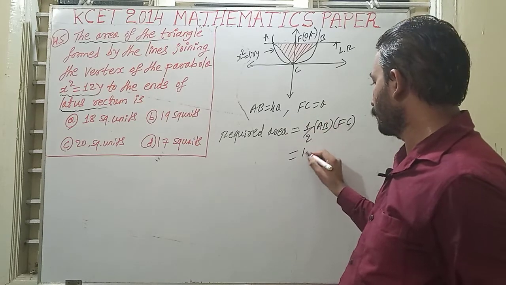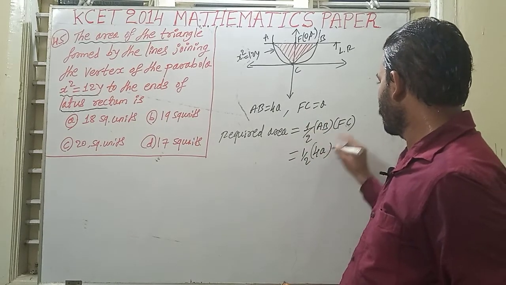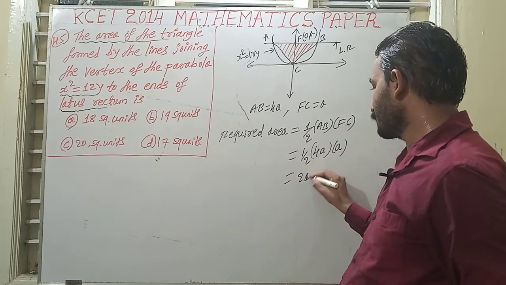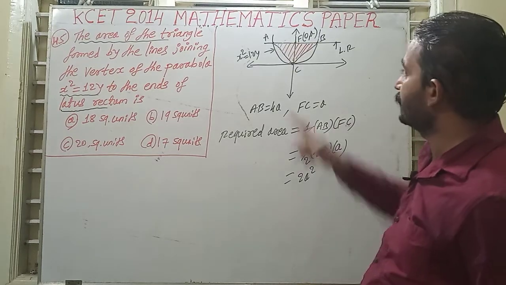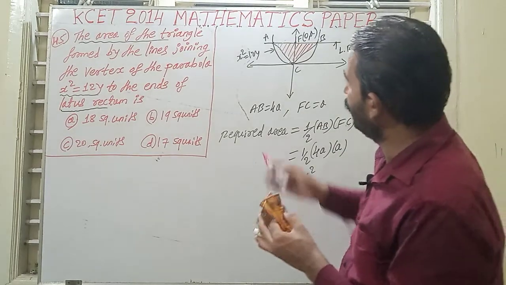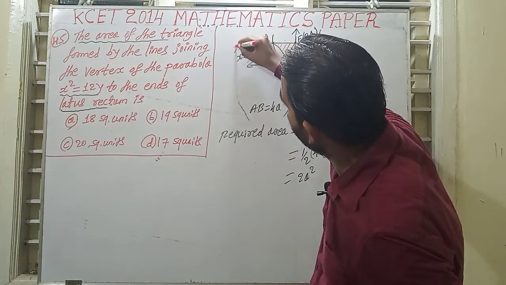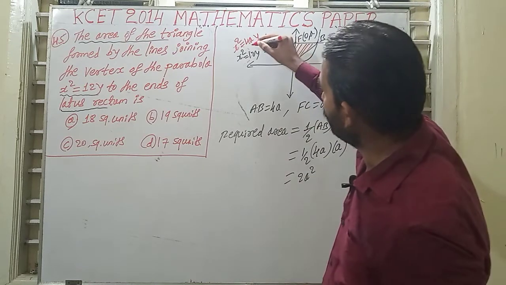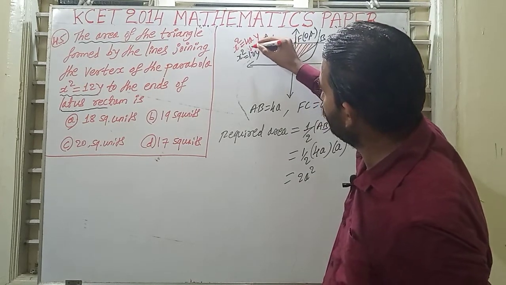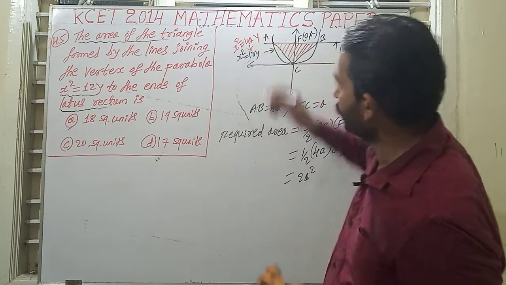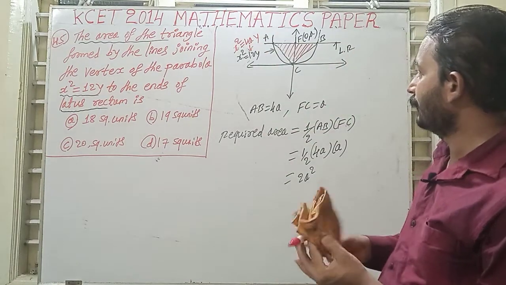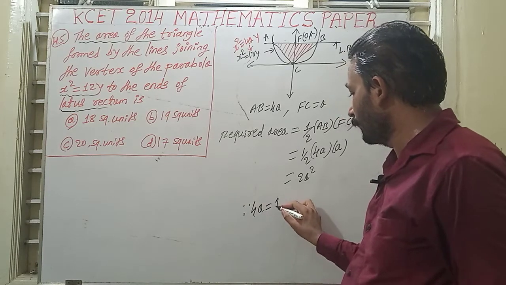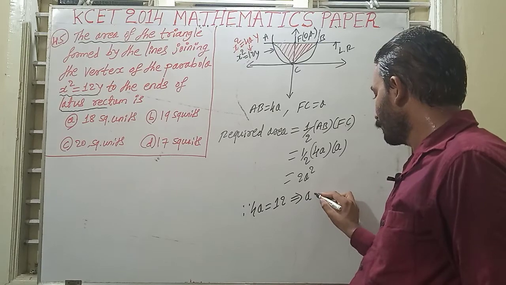AB is equal to 4a and FC is equal to a. So 2 2s are 4, 2a into a, which is 2a squared. So we have to find the value of a in this case. It is in the form of x squared equal to 4ay. In the place of 4a, 12 is there. So 4a is equal to 12, which implies a is equal to 3.